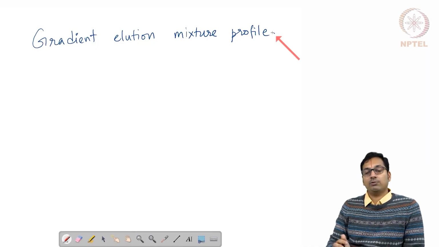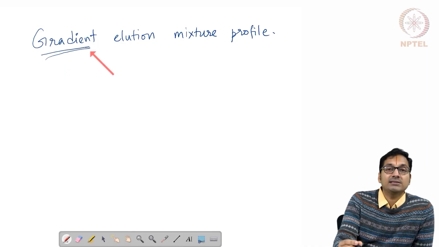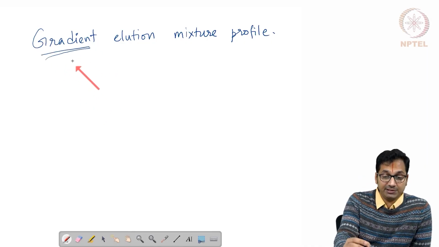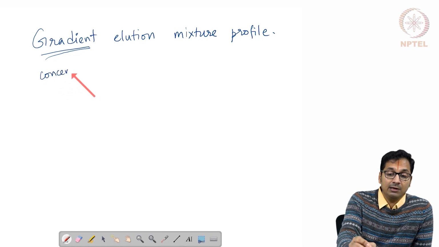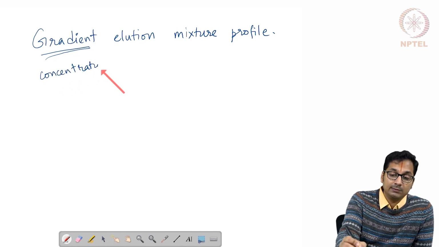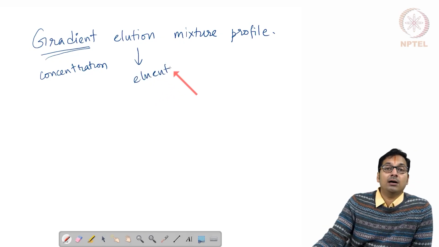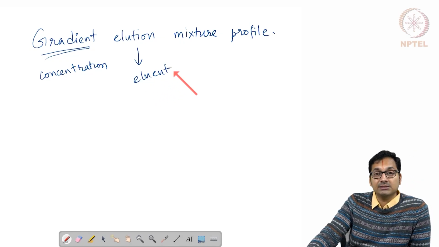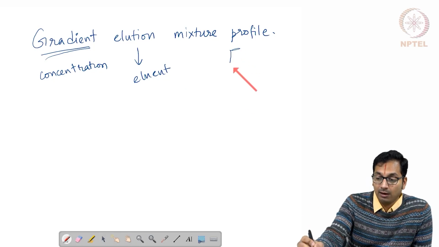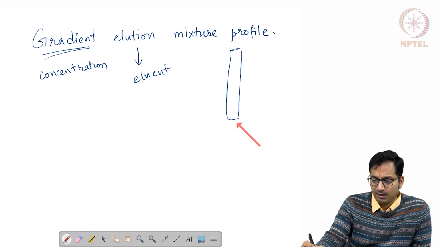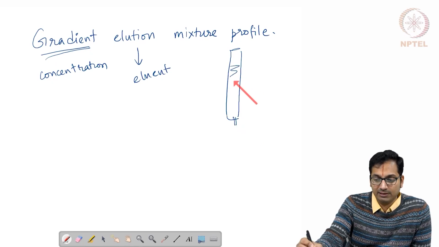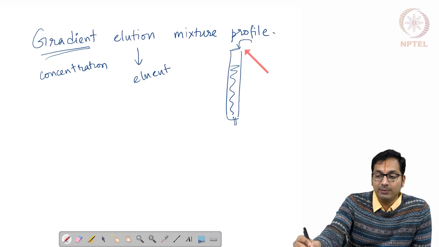What do I mean by this? What is gradient? Gradient means as a function of time something changes. In this case, concentration of the eluent. You will see in the subsequent lectures in this series what is chromatography. In that you will be using a column, and the column will help you purify something. It will be made of column material. You will be adding a mobile phase.